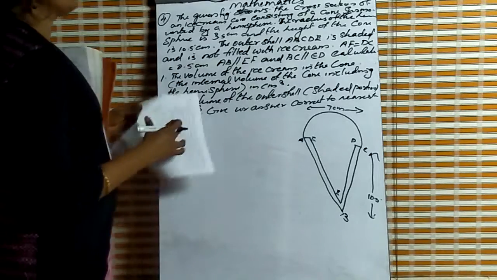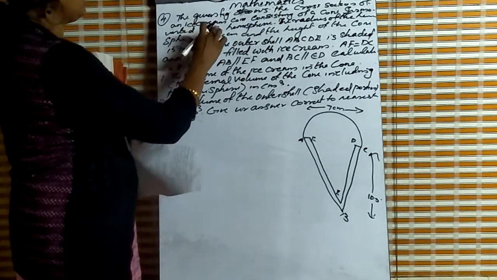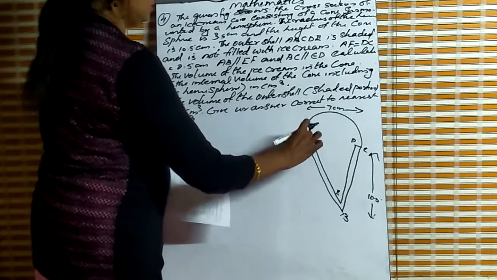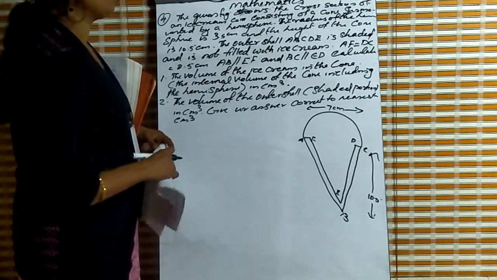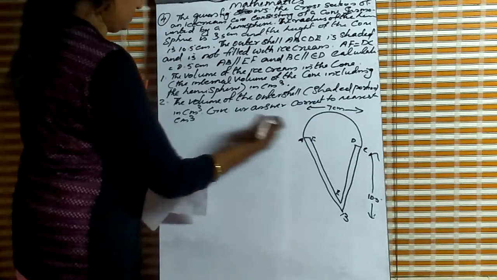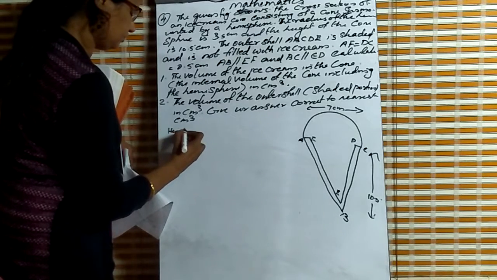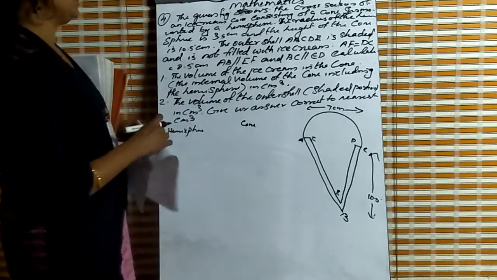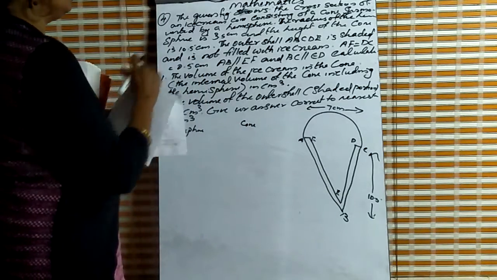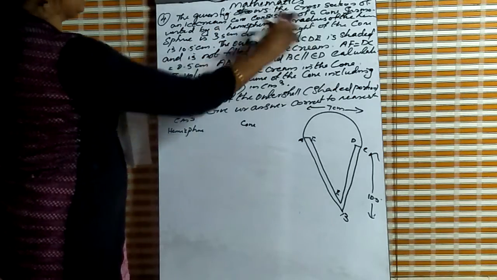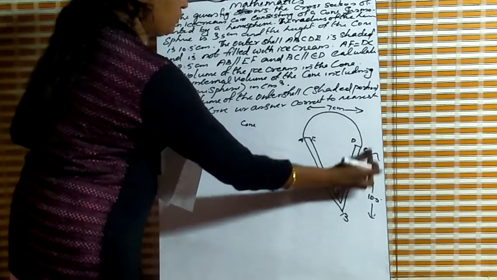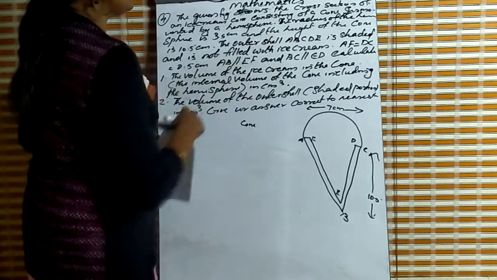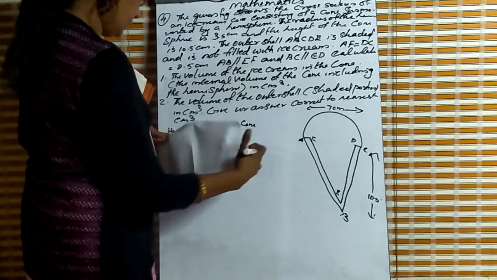The given figure shows the cross section of an ice cream cone consisting of a cone surmounted by a hemisphere. The radius of the hemisphere is 3.5 centimeter and the height of the cone is 10.5 centimeter. The outer shell ABCD is shaded.